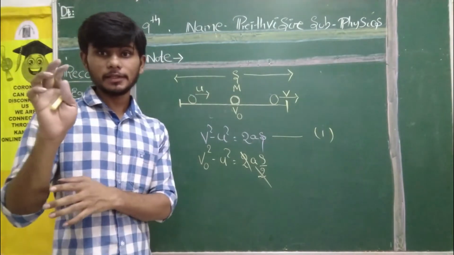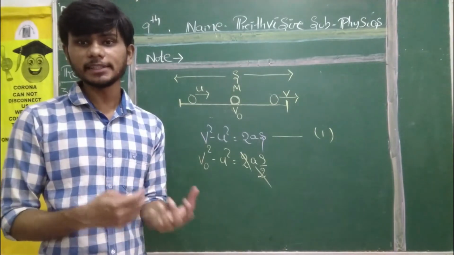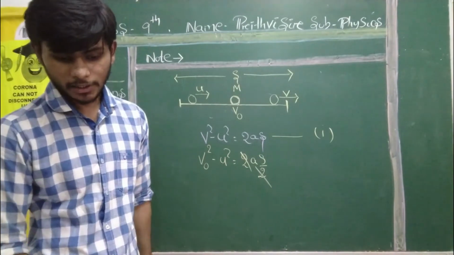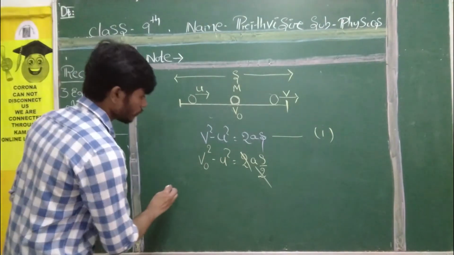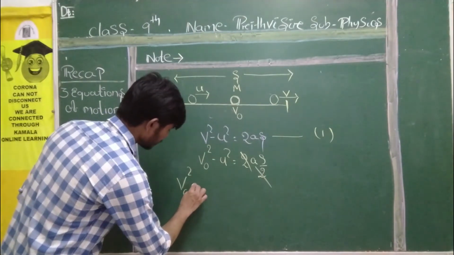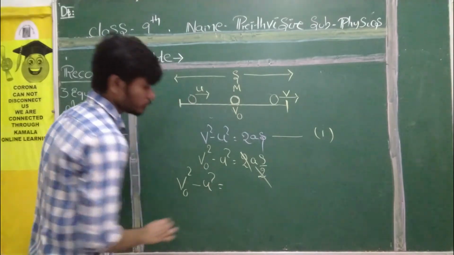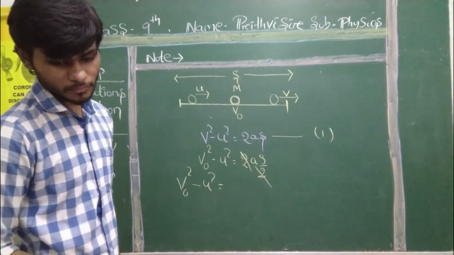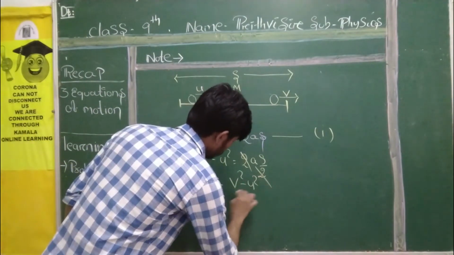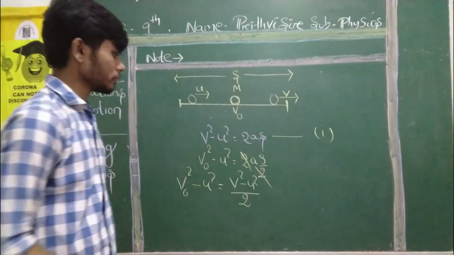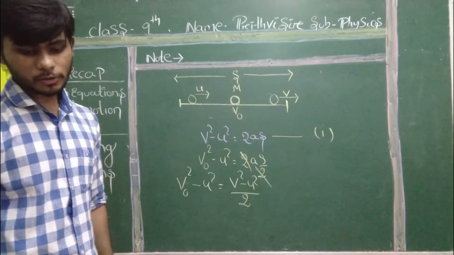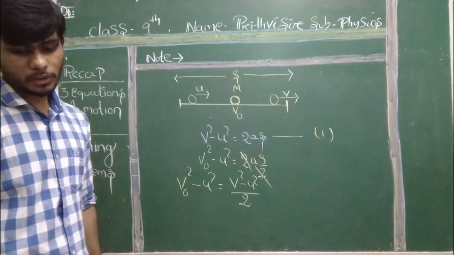When we talk about acceleration, it means change in velocity. Change in velocity means final velocity minus initial velocity. So here I can write v0 square minus u square is equal to v square minus u square by 2. This is what we can get. Then v0 square is equal to v square minus u square by 2 plus u square.